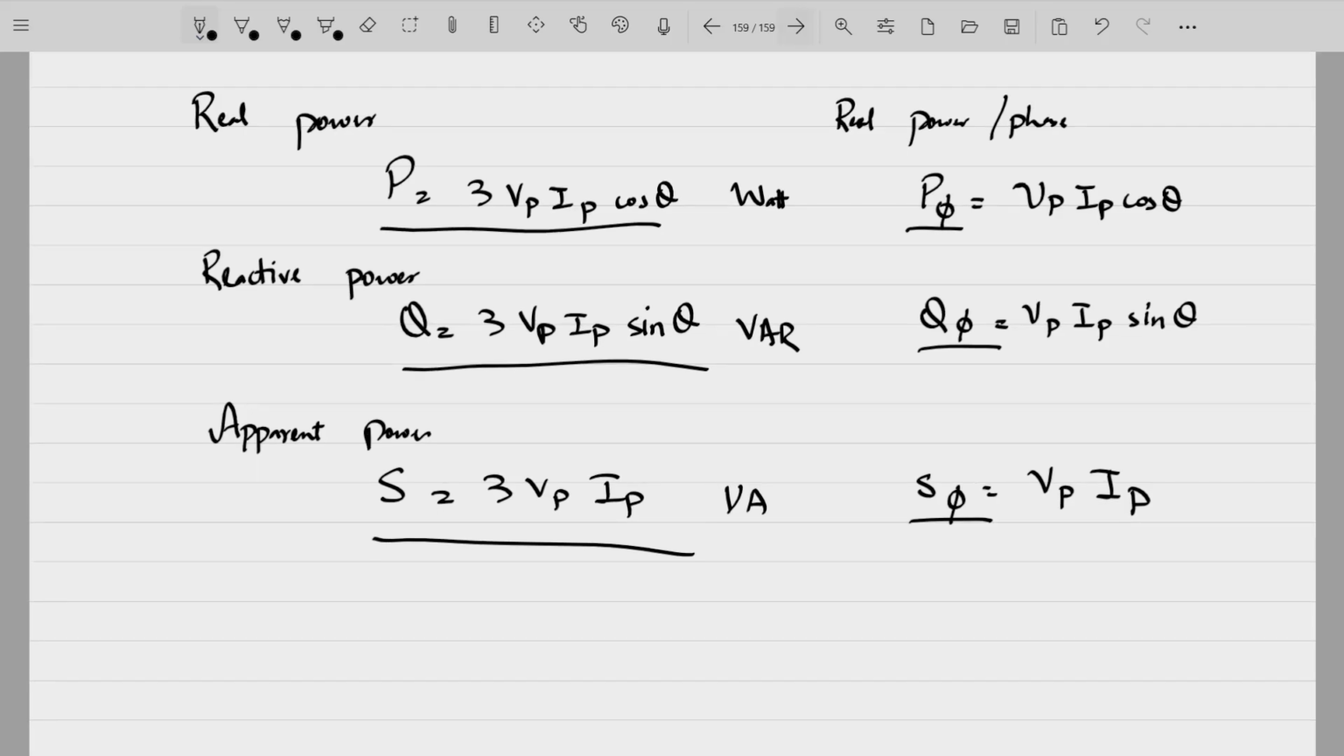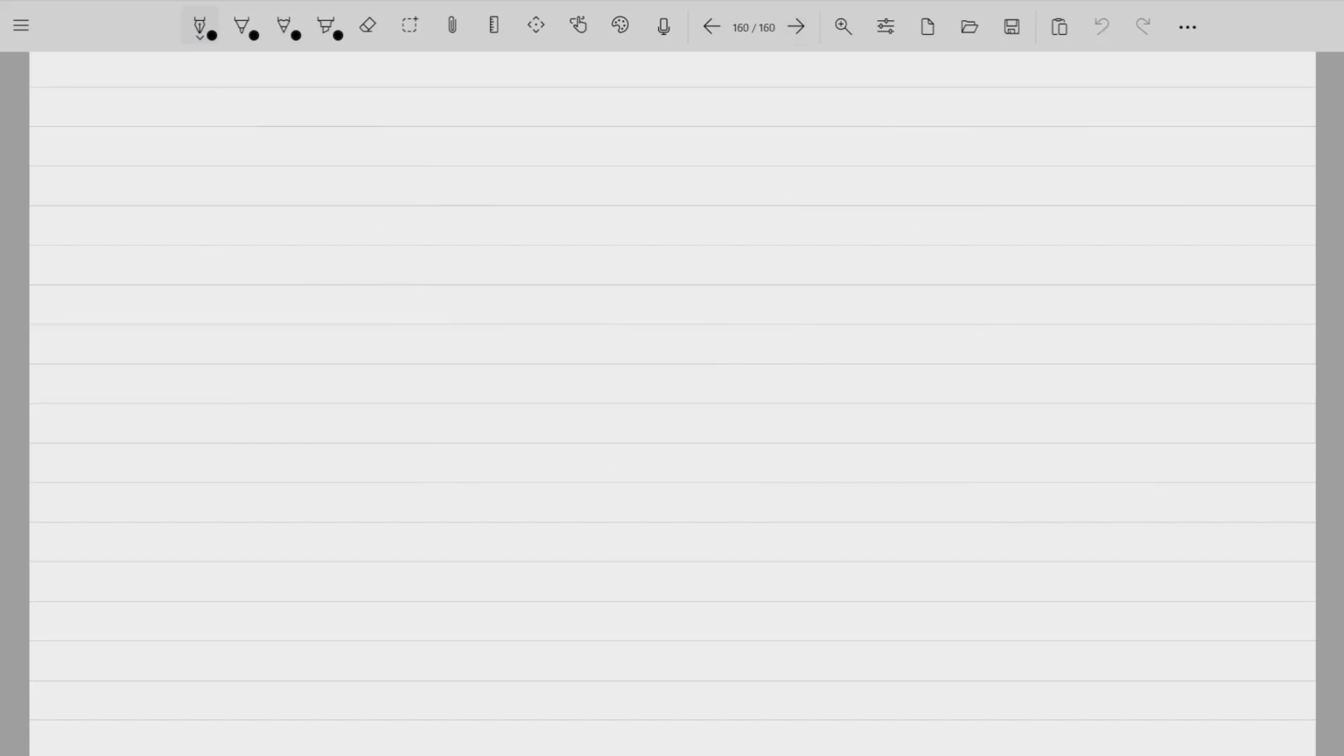Now you have to actually remember these formulas. With these formulas in mind, we can now do some numericals on this.